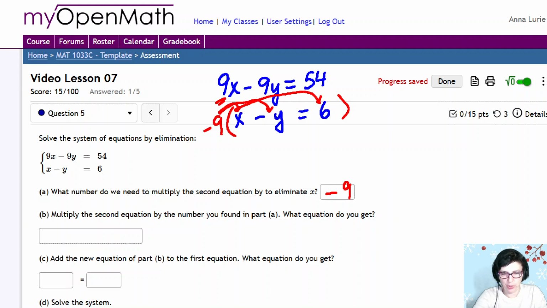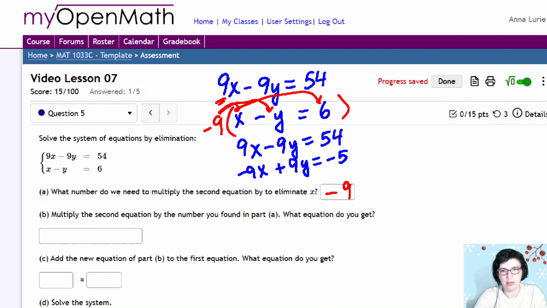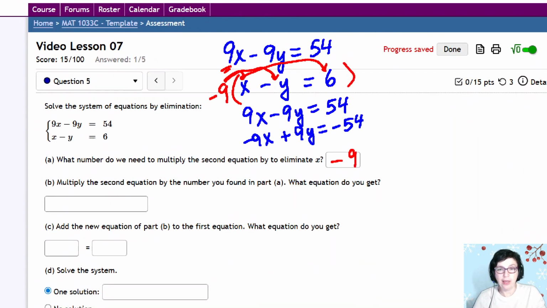So let me rewrite the first equation, and then we're going to have the second one side by side. And we're going to get negative 9x plus 9y equals negative 54. And then when we start adding them up, look at what happens. Negative 9x will cancel with positive 9x, right? Negative 9y will also cancel with positive 9y. But on the other side, we got 54 and negative 54, and that's going to cancel.